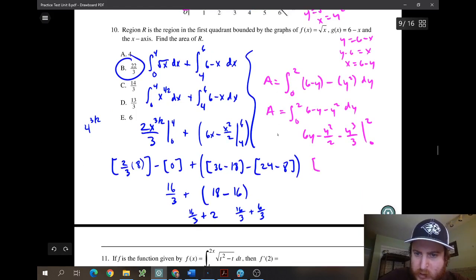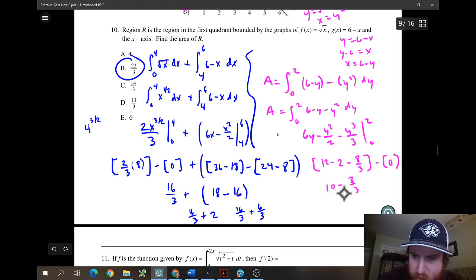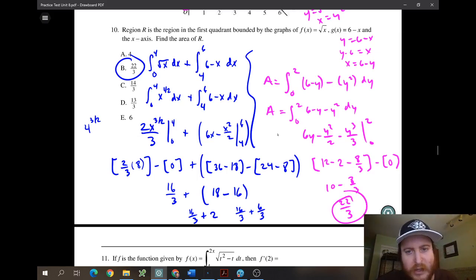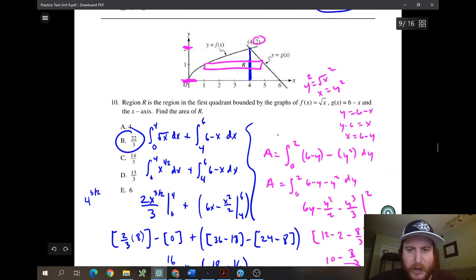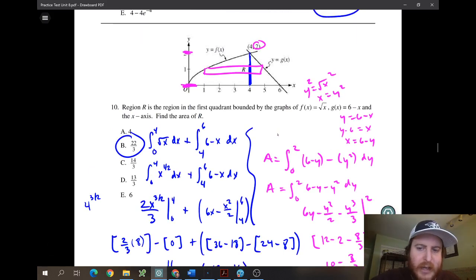And then that will give us 6 times 2 is 12, minus 2 squared is 4 over 2 is 2, minus 8/3, and minus 0. This is 10 minus 8/3, which is 30 over 3 minus 8 over 3, which is 22 over 3. So we actually get the same answer, and it actually ends up being a lot less work when we do it right minus left, but I know a lot of us just get kind of scared by the setup of that.